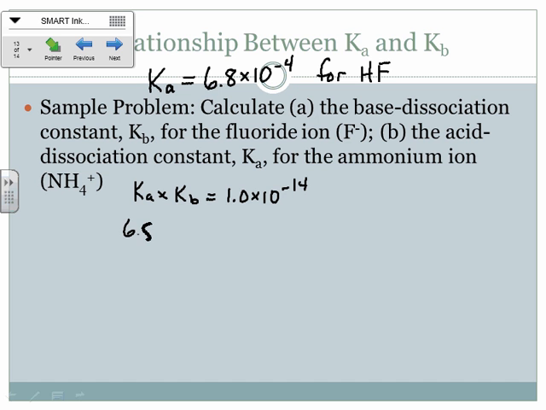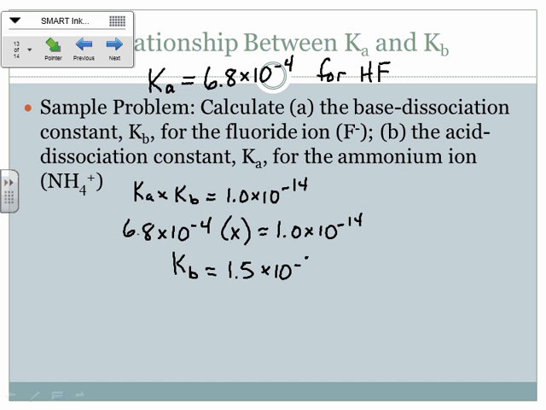All right, so 6.8 times 10 to the negative fourth times, this is essentially our x, equals 1.0 times 10 to the negative 14. I could have kept that as Kb. I don't know why I rewrote it as x. X is Kb. All right. So then all you have to do is take 1 times 10 to the negative 14th, divide it by 6.8 times 10 to the negative 4th. That's going to give you your Kb. It's going to be equal to 1.47, 1.5, I guess, times 10 to the negative 11th. And that's for F minus.